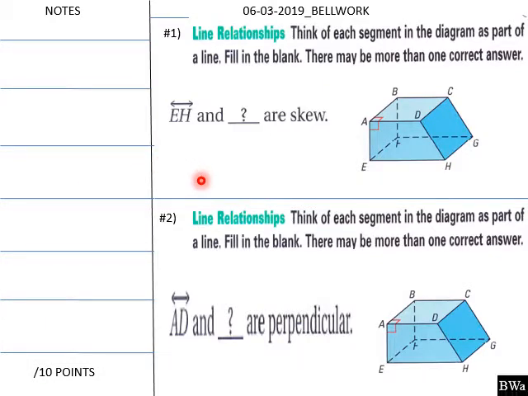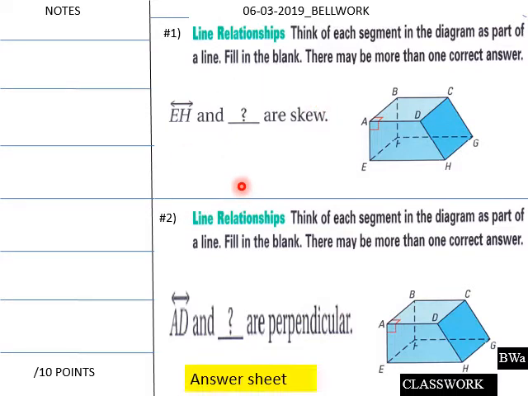Teachers, here is your bell work for the day. Think of each segment in the diagram as part of a line. Fill in the blank. There may be more than one correct answer. So give your students 4 minutes. They should be able to do these pretty quickly.